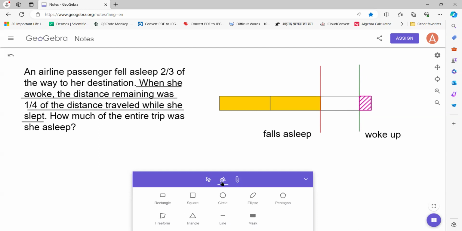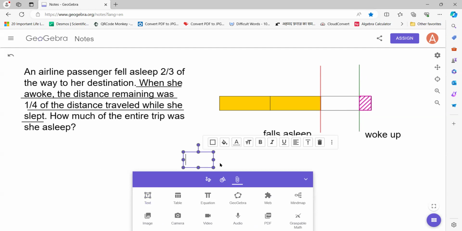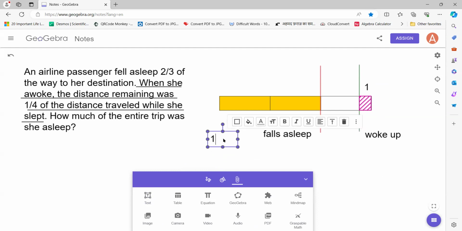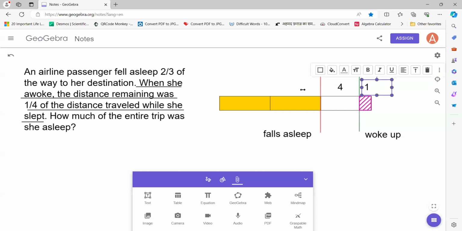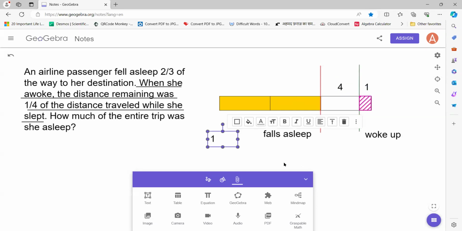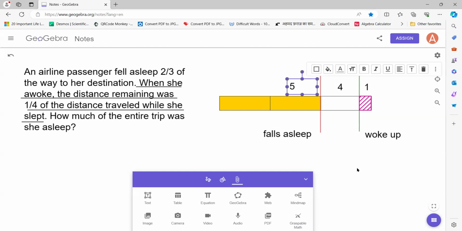So let's write it down. If the pink part is 1 unit, it could be 1 hour, it could be 10 minutes, doesn't matter. This has to be 4 units. Now, we're almost done. So in the last 1/3 of our trip, we have 5 units. These two parts must also be 5 units because all parts were equal. This has to be 5 units. And this also has to be 5 units.